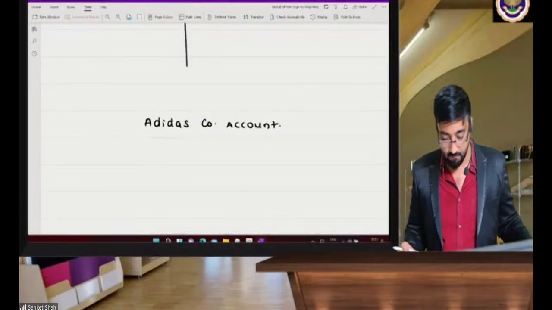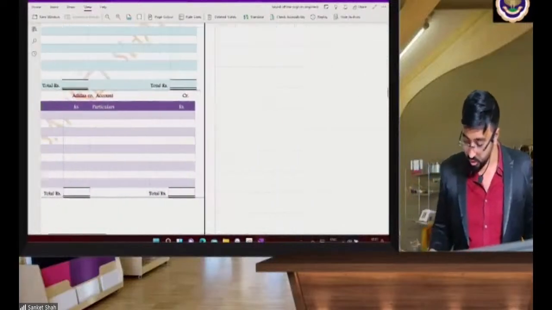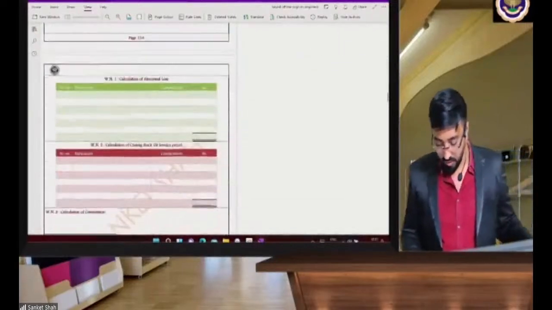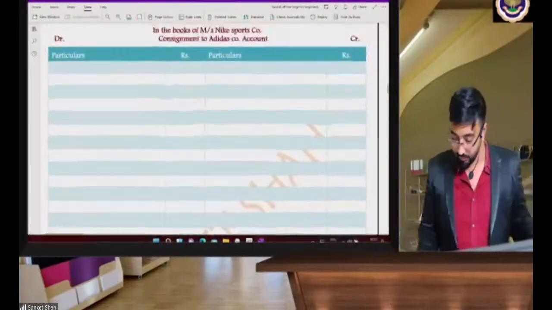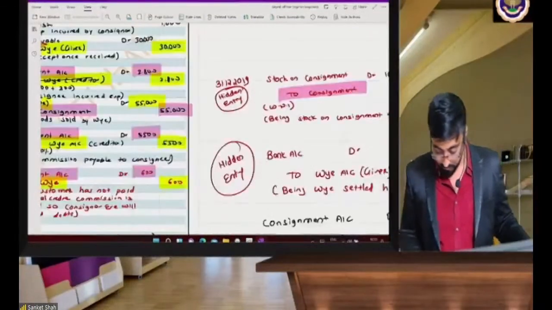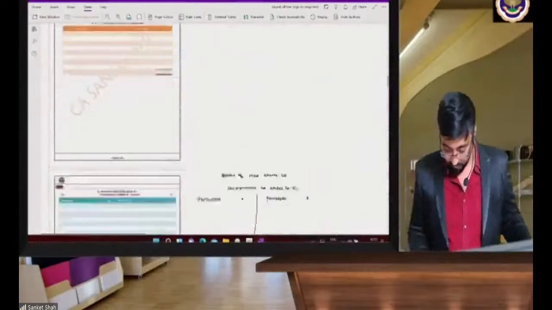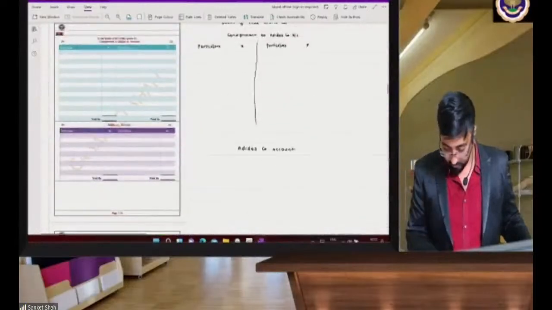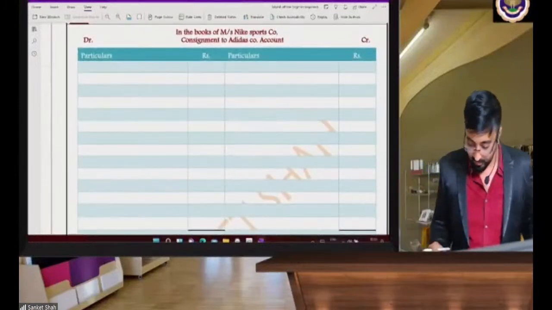Okay, beta. Let's start. Chalo, draw it fast. Working notes, we'll do it afterwards. Yes, draw it. So two accounts you have to open. Let's start.